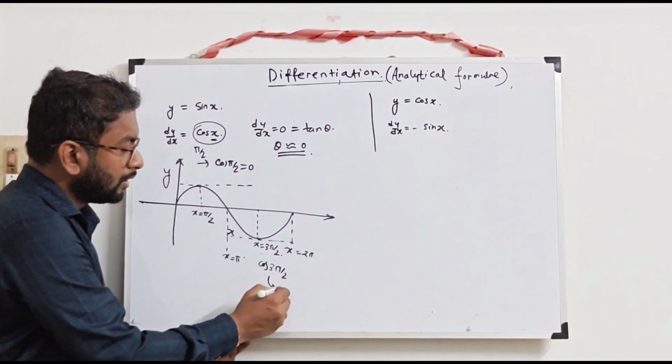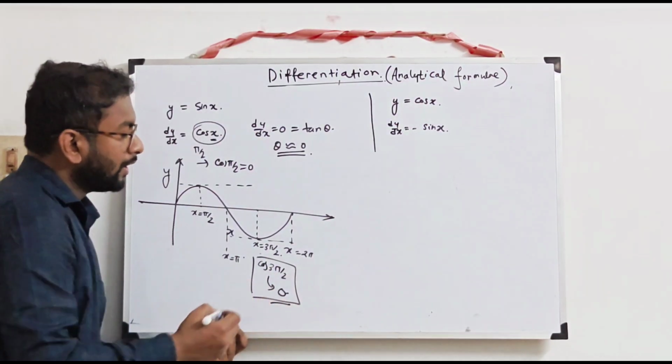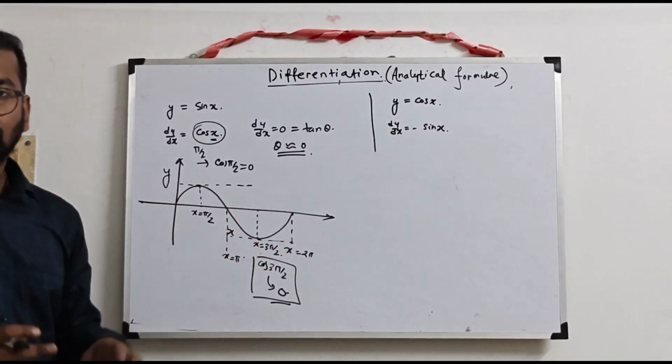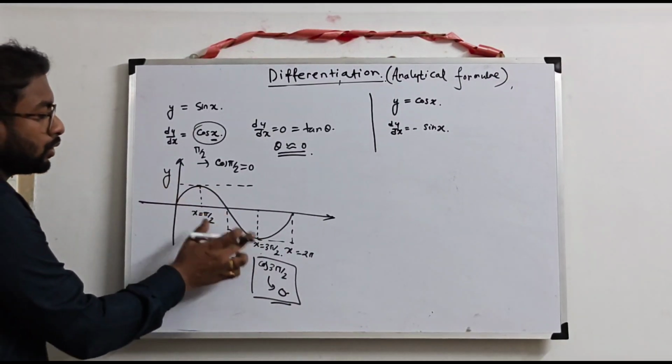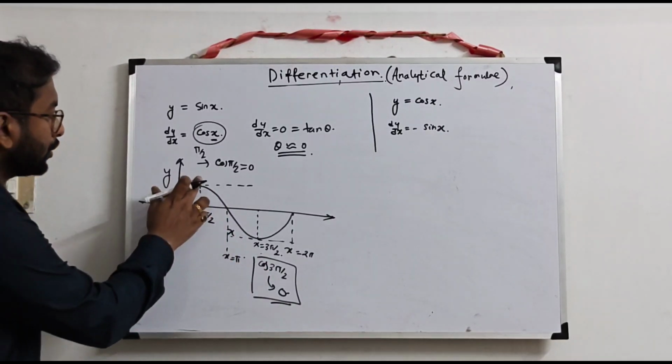So whatever formula we have learned, we have also validated with our graphical understanding. Now see, these two tangents are making a 0-degree angle with the positive x-axis, so the slope is 0 at these two points.